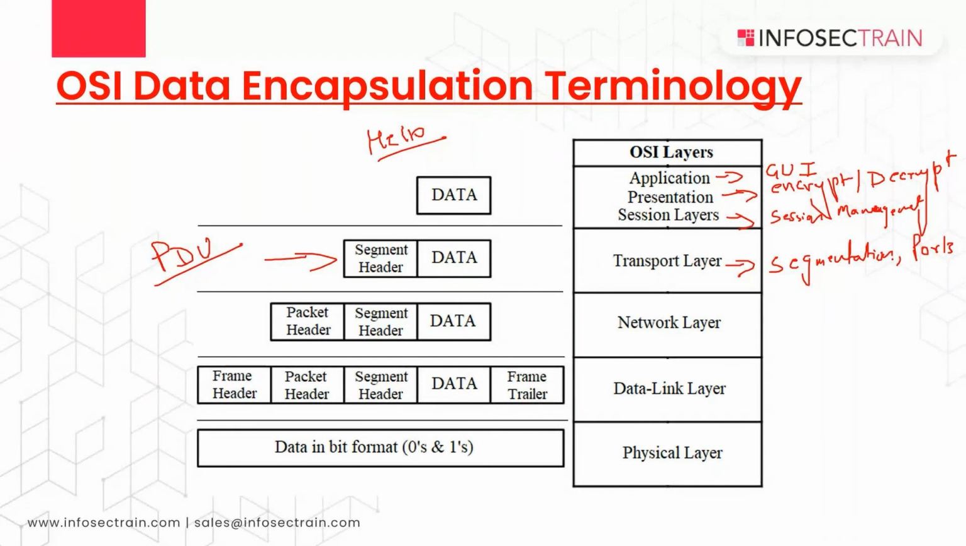Then comes the network layer. The network layer takes care of the routing, as we discussed, and the IP addresses.